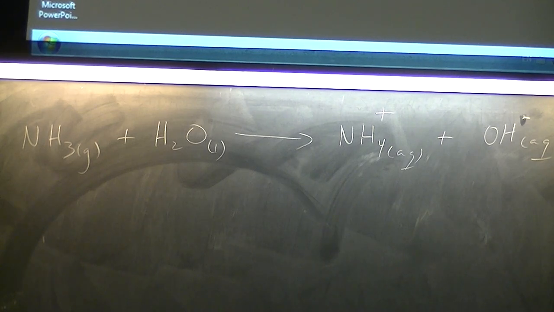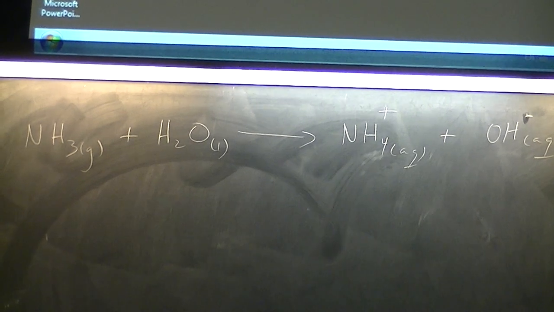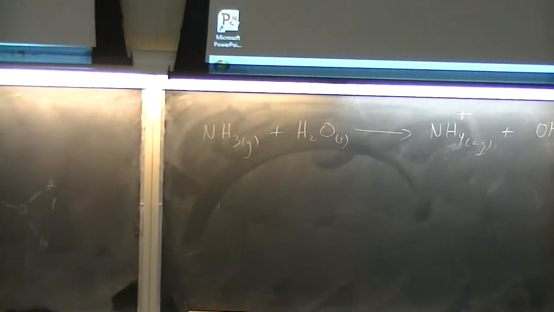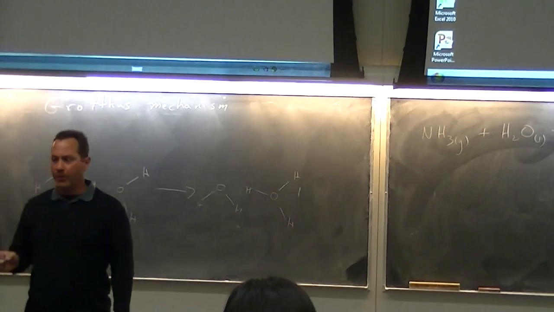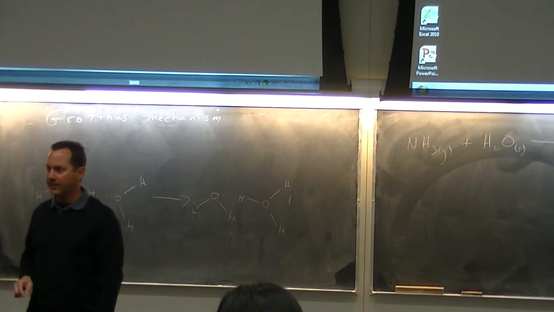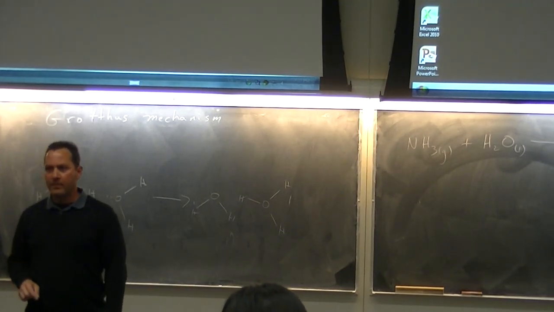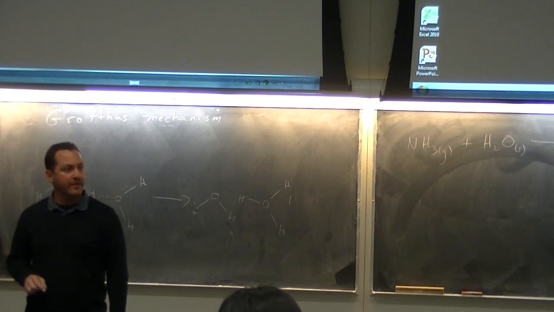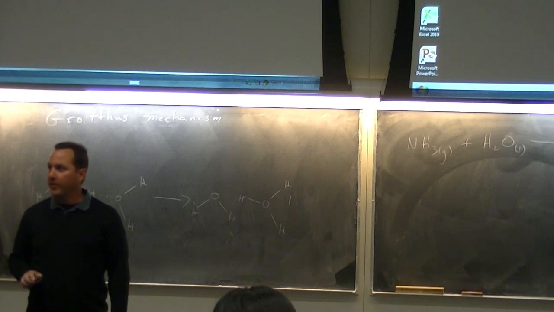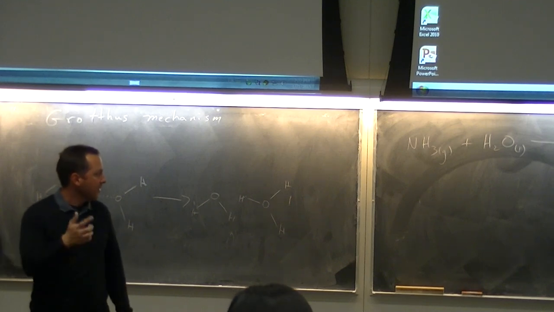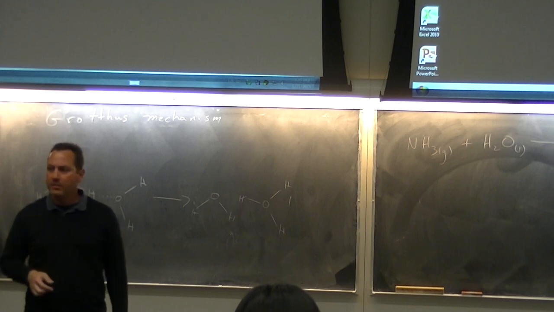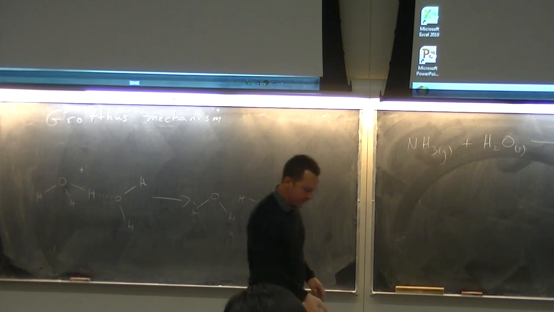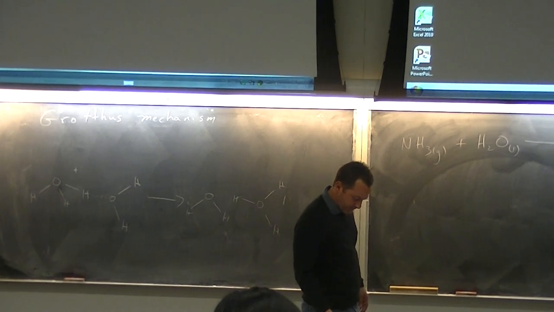Do you remember what is the acid there? Water. What is the base? Ammonia. What is the conjugate acid? NH4 plus. And what is the conjugate base? Hydroxide, OH minus. Those are concepts that you remember from general chemistry. Very good.